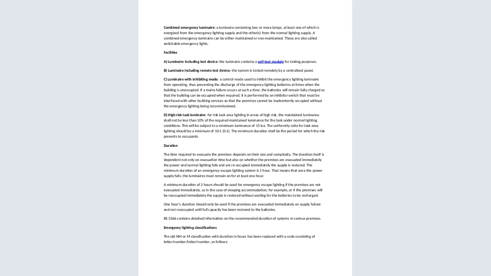The old NM or M classification with duration in hours has been replaced with a code consisting of letters, numbers, and letters, as follows. So the type: we have type X and we have type Y. Type X is the self-contained and type Y is the central battery.